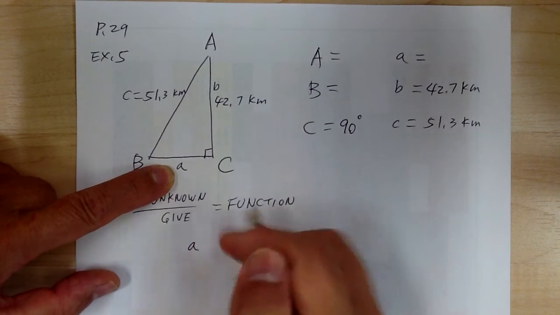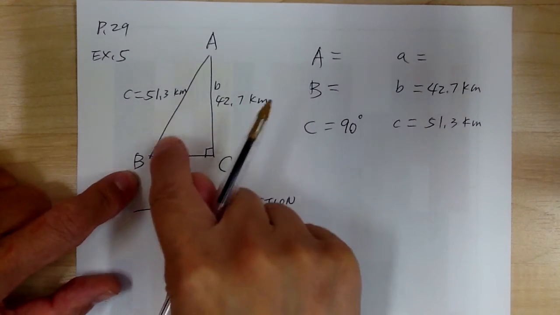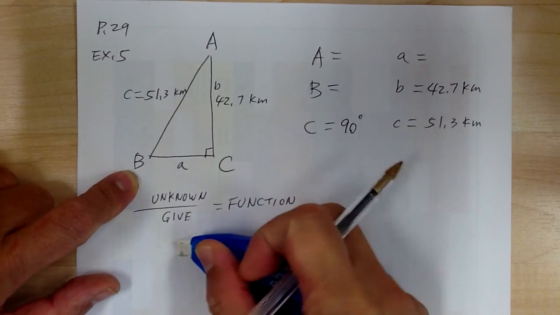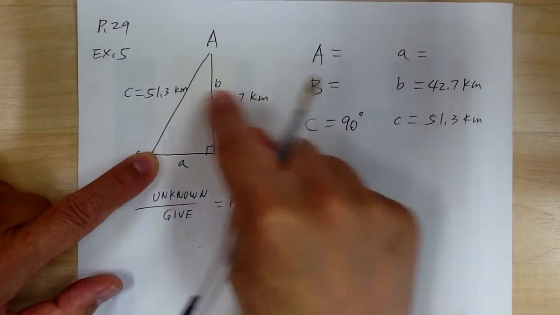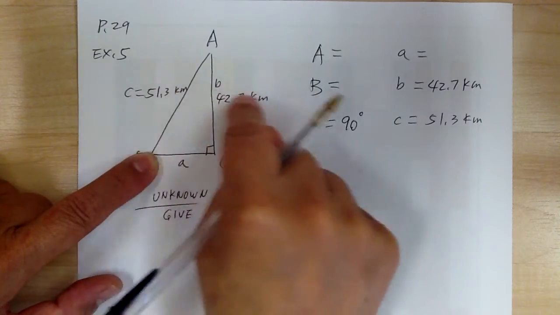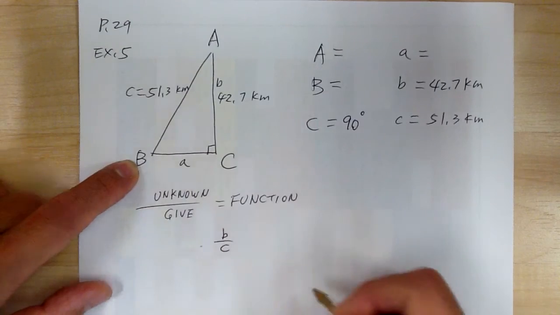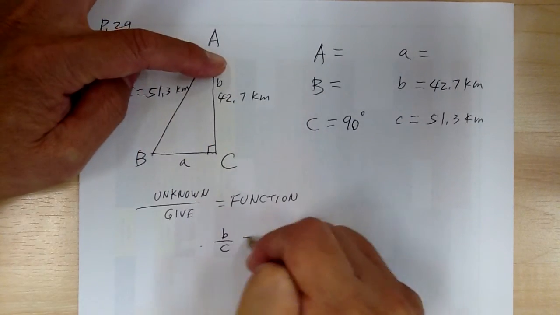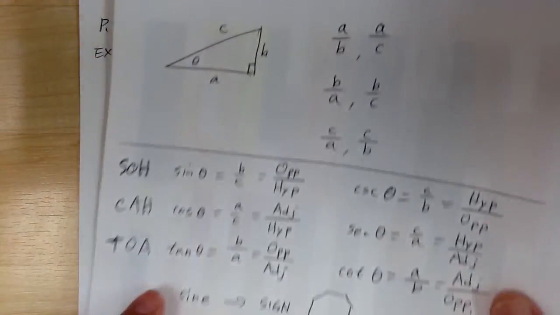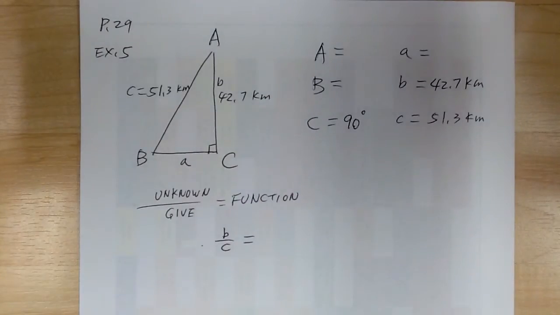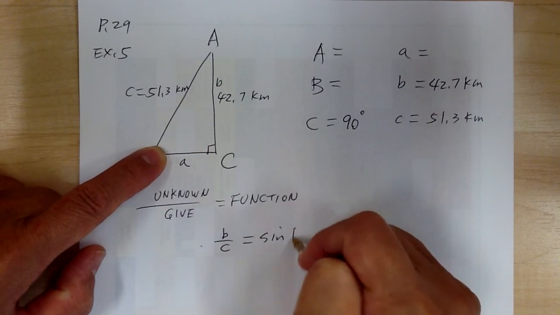So let's look for A. Well, actually, we have to look for the angle first. So let's go and look for the angle first. Again, these two are given. So let's use these two given sides to find this angle. So b over c. If you remember, you have to know that b over c is sine. So this is equal to sine of theta, in this case sine of B.